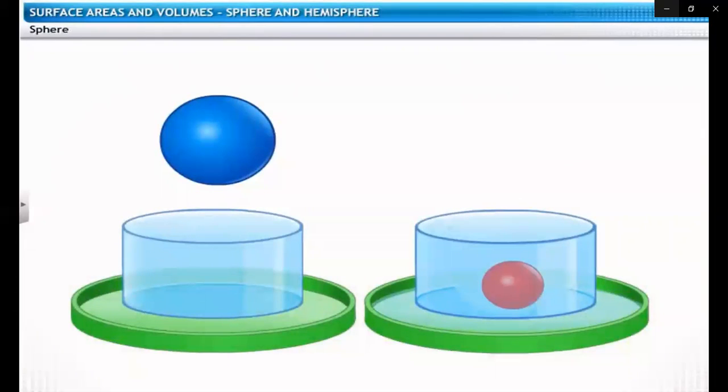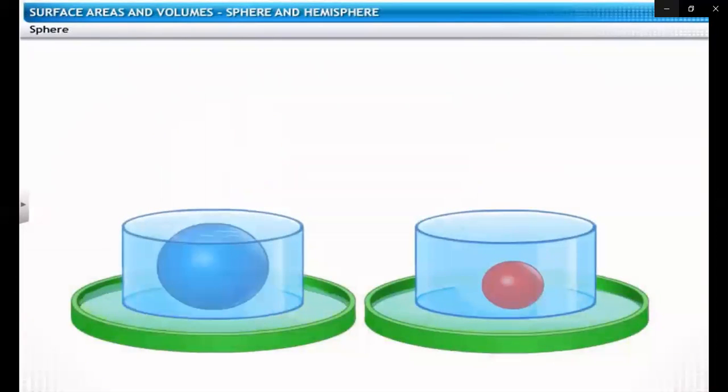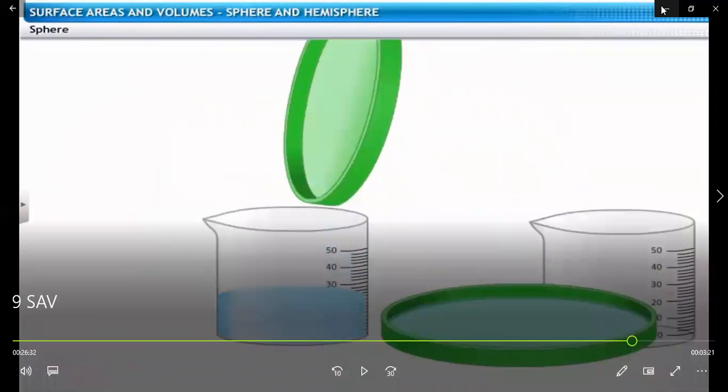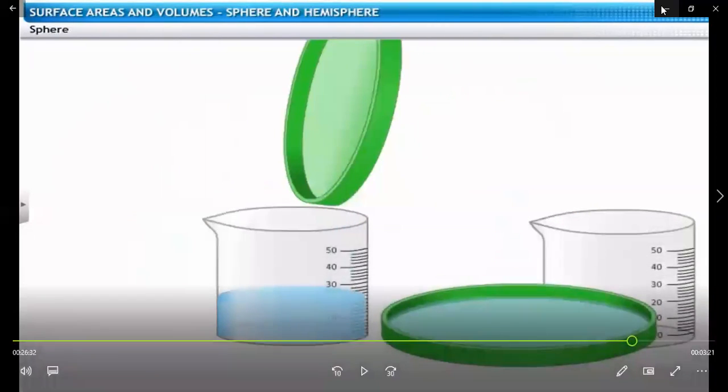Now let's collect the water and keep it aside. Then what you will do is immerse the blue ball completely into the other container, and again the water will pour out from the container. It will overflow, and you have to collect both the waters that you got after immersing the blue ball and red ball respectively.